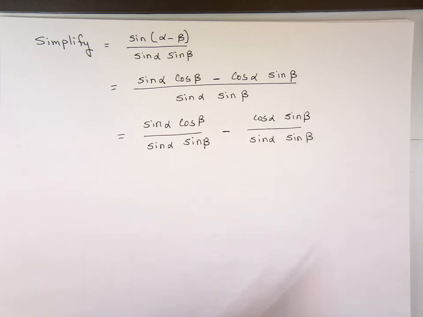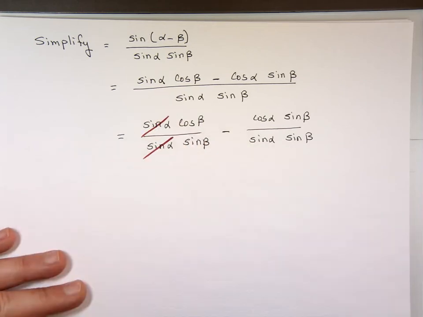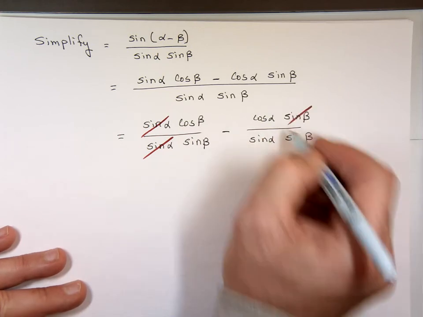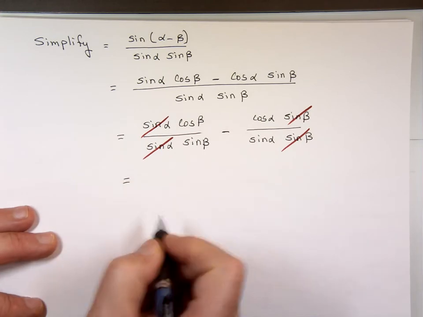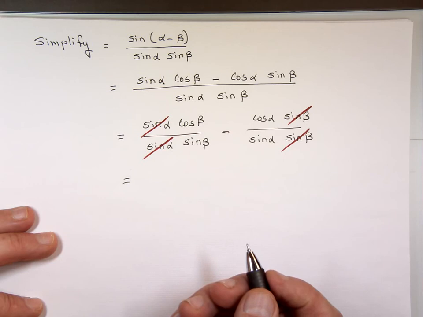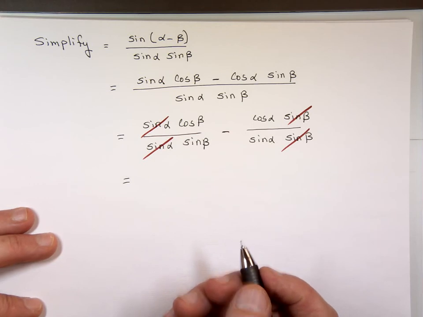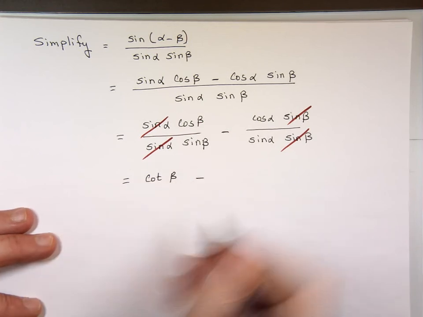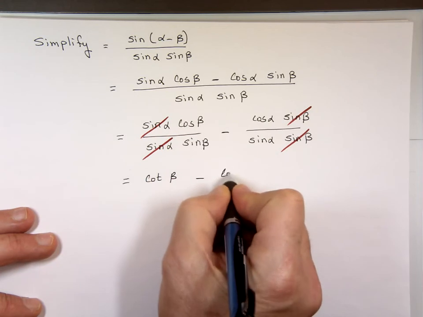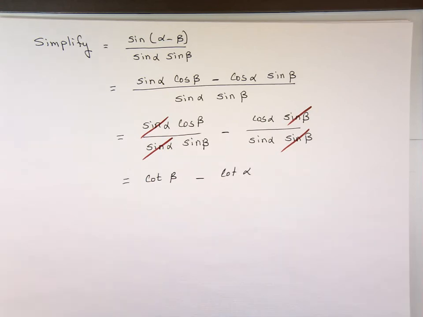Look at each one, see if you can simplify anything. These two. These two. What's cosine beta over sine beta? Cosine over sine is what? Cotangent. What is cosine alpha over sine alpha? Cotangent alpha. So when you simplify that, that's cotangent beta minus cotangent alpha.